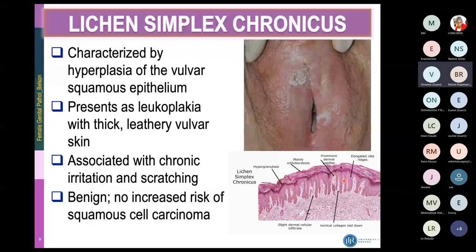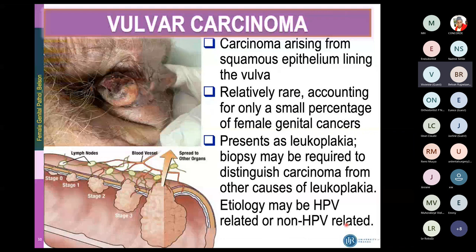Vulva carcinoma arises from squamous cell epithelium lining the vulva. So relatively rare, accounting for only a small percentage of female genital cancers. Yeah, this is true, even at Sashika or other hospitals in Rwanda. We see them, but they are few. They are not many. So first, they present as leukoplakia. And we're going to have to say, skin layer, benign, vitiligo, kandi, ari, carcinoma, yatangiye cyangwa igiye gutangira. Biopsy may be required to distinguish carcinoma from other causes of leukoplakia. Etiology may be HPV or non-HPV.